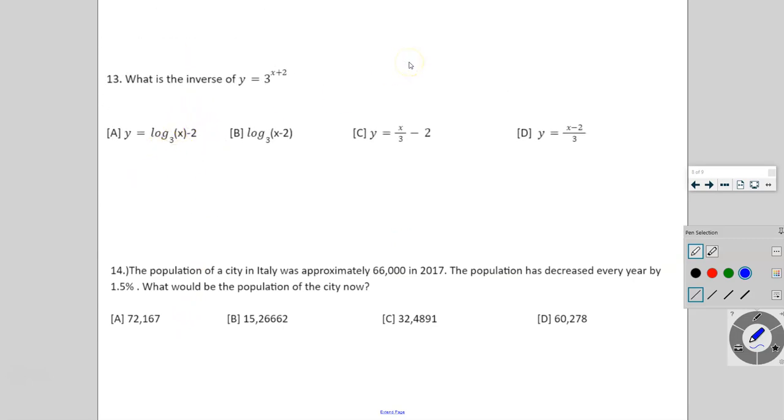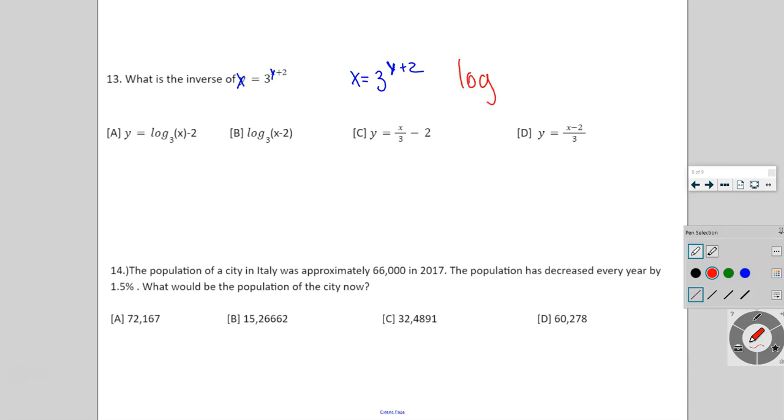All right, question 13, it says, what is the inverse of y equals 3 raised to the x plus 2? Just a reminder, when you're finding an inverse, you're switching x and y. So I'm going to switch x and y here. So now x equals 3 raised to y plus 2. Now this is an exponential function, so we know we're going to convert it into a log. We don't have anything around it that we have to move or divide or subtract or add. So we're going to simply convert it into a log.